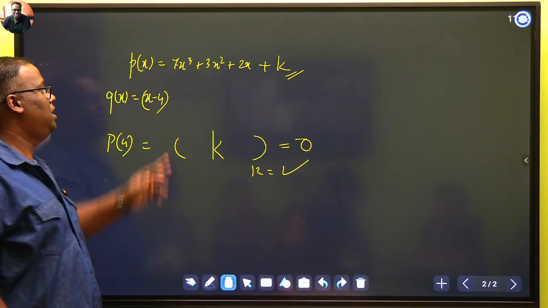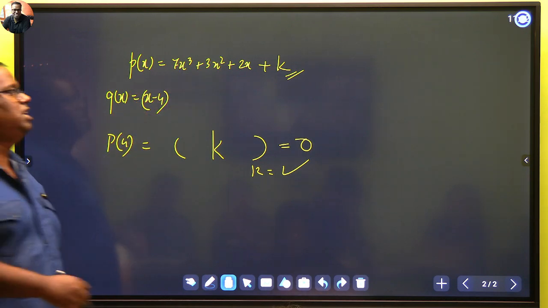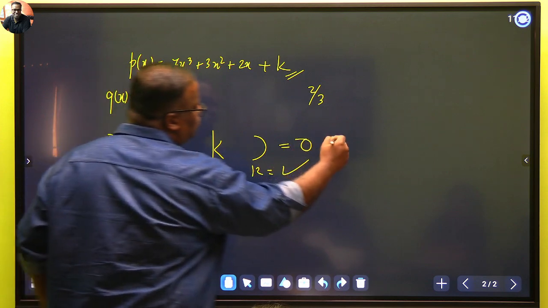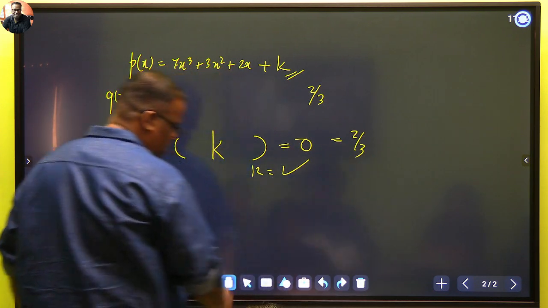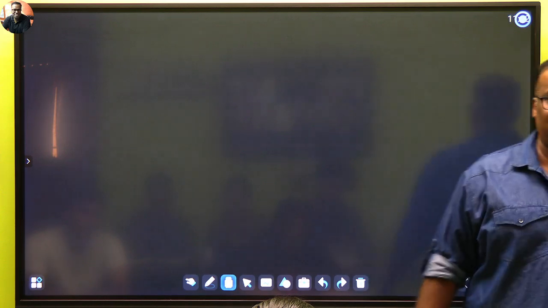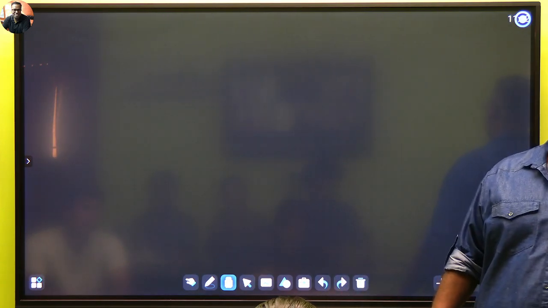Or if they say find the value of k for which this divided by this leaves 2 by 3 as the remainder, then equate this to 2 by 3. That's all. Nothing more in this chapter. Give your best to work out and solve.